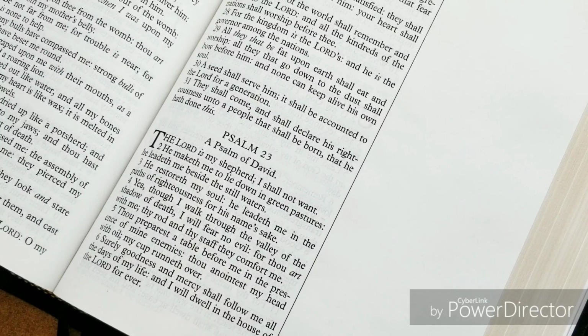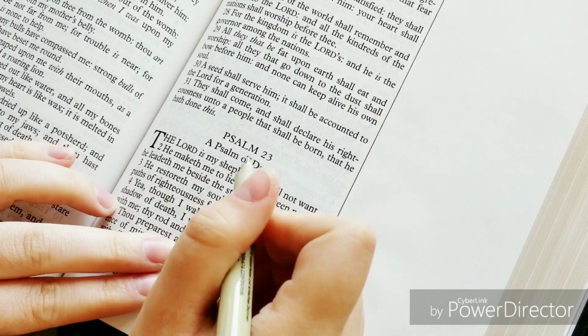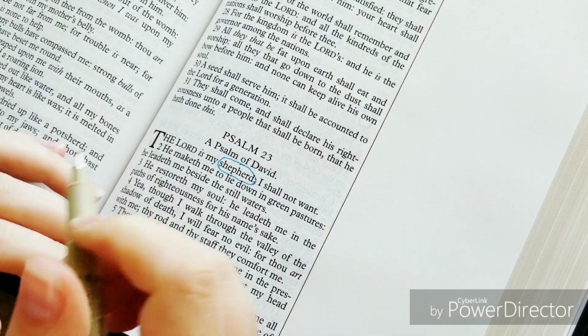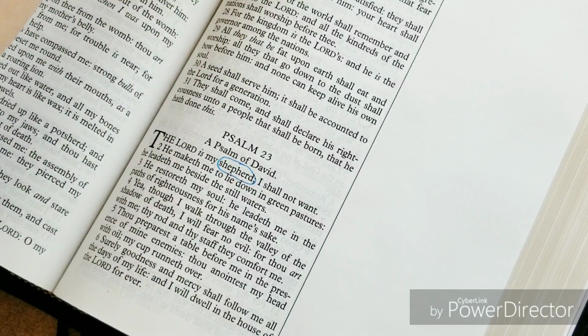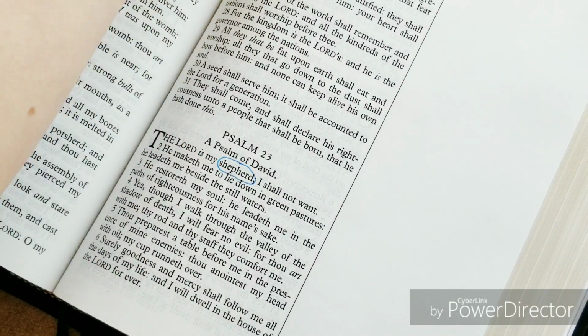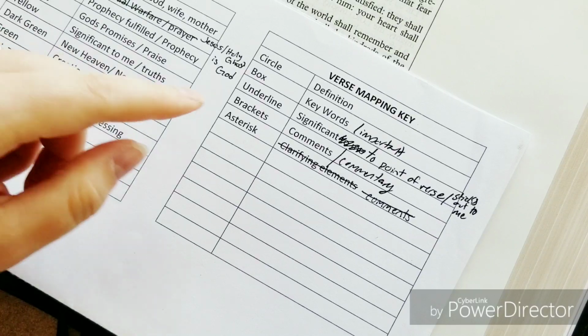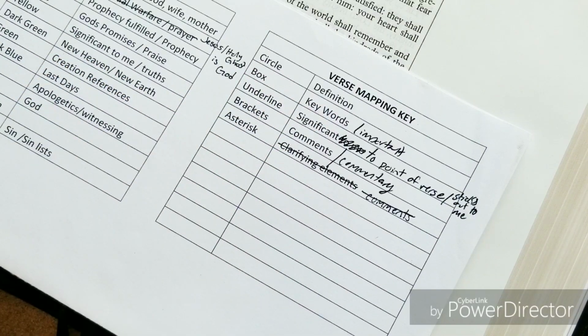So I'm going to circle shepherd because I want to define it. So I use a verse mapping key. I definitely suggest you use a verse mapping key. This is my verse mapping key. So if I circle it, that means there is going to be a definition next to it.